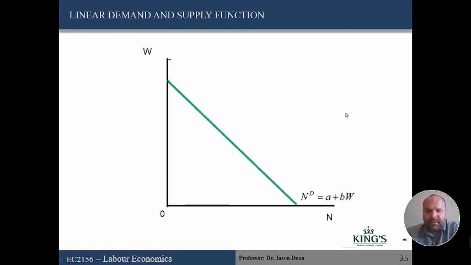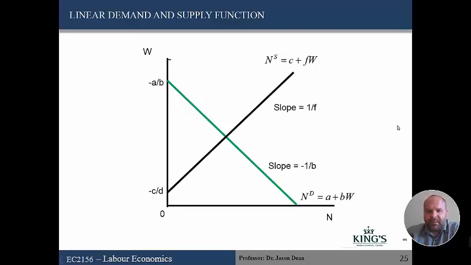Okay, so in a diagram, this is our linear demand curve, A plus BW. The slope is going to be negative 1 over B. We know this is going to be negative. If we were to solve for wage in terms of N, we would see that the term in front of the labor term, N, would be negative 1 over B. This is the intercept. If we were to set N equal to 0 and solve for the wage, we would get negative A over B.